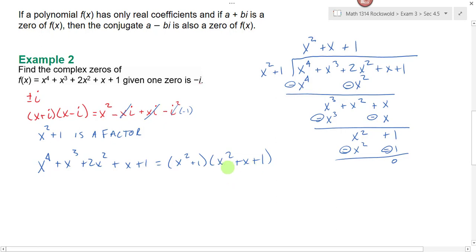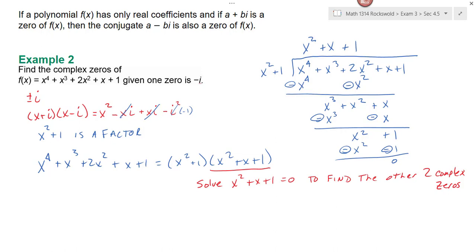And now what I need to do is factor or solve this quadratic equation in order to find the other two complex zeros. So my complex zeros will come from solving this quadratic equation. Because they're complex zeros, I know this isn't going to factor. So how can I solve this? What are my choices? Completing the square or the quadratic formula.